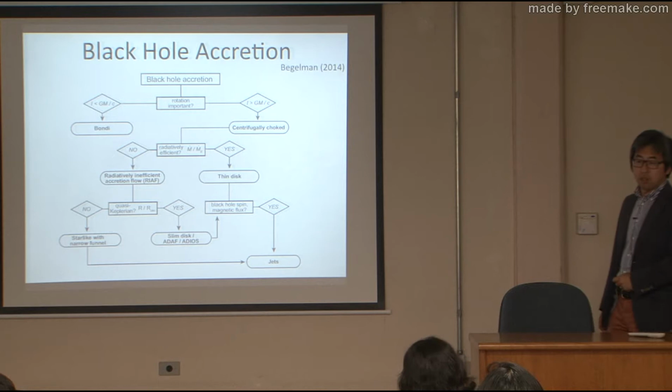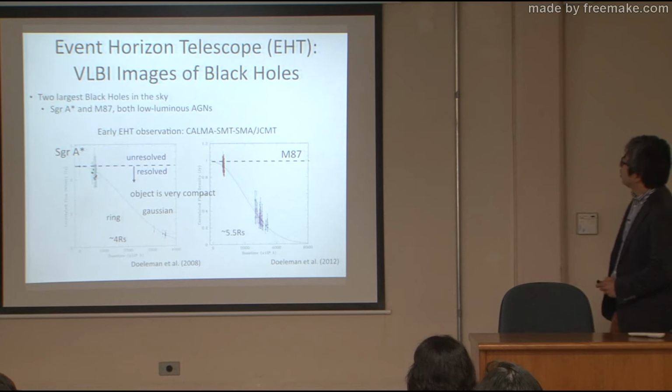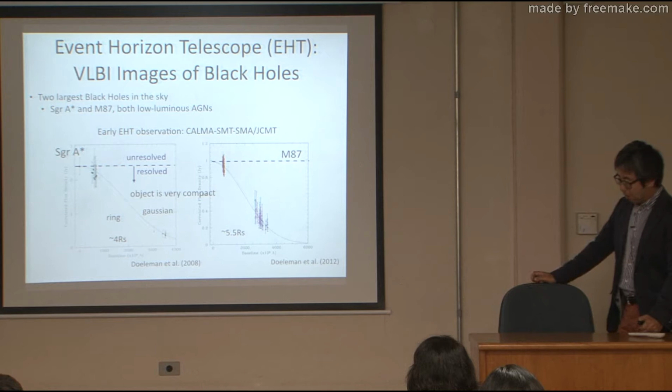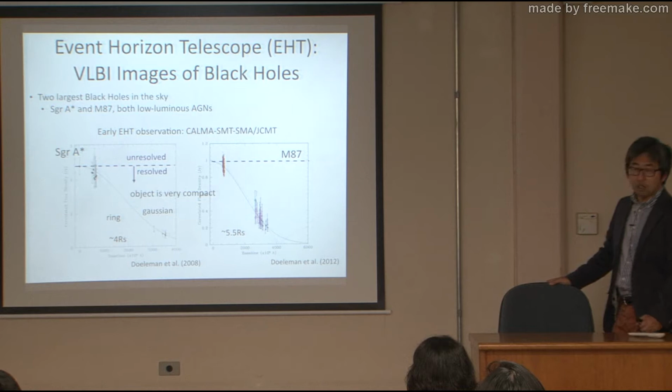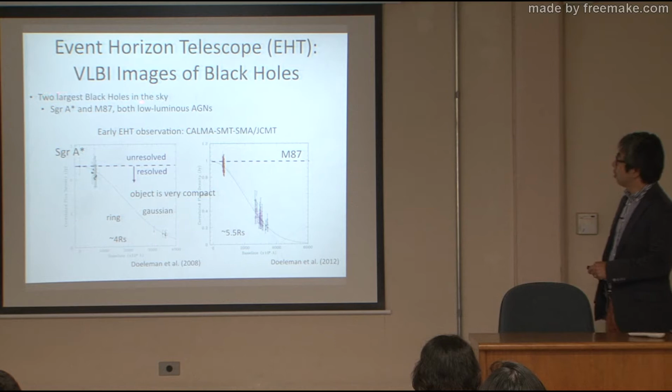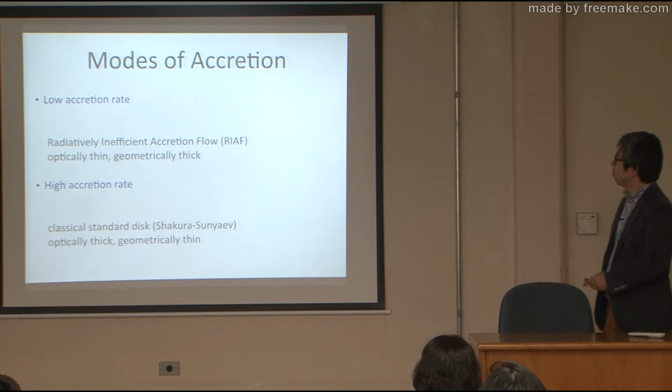Okay, so this is the most frontier of the current black hole accretion work. On the observation side is the Event Horizon Telescope project. The Event Horizon Telescope project is VLBI imaging of the black hole, directly getting its shadow image. Now we consider two large black hole masses in the sky, Sgr A* and M87. The important point is that both are low luminous AGN, so this is considerable for this kind of work, right? So this is an LLAGN with an ADAF, an optically thin and geometrically thick structure.